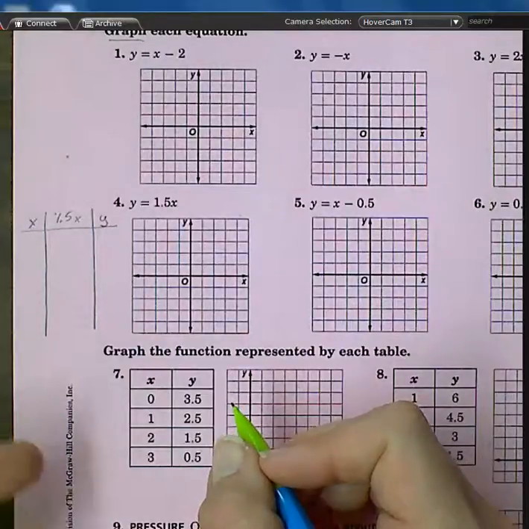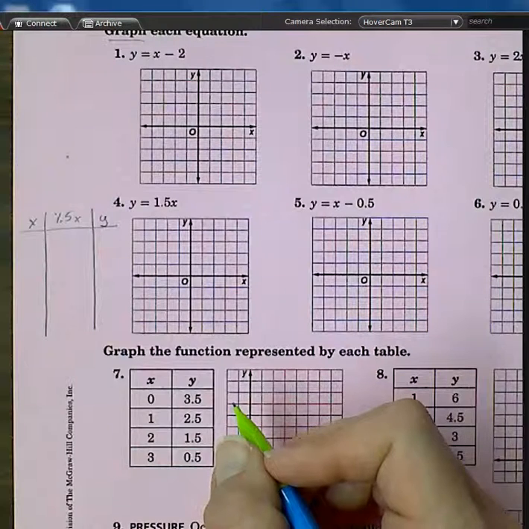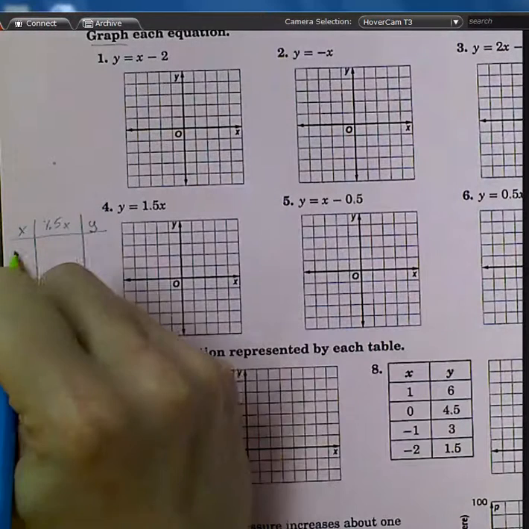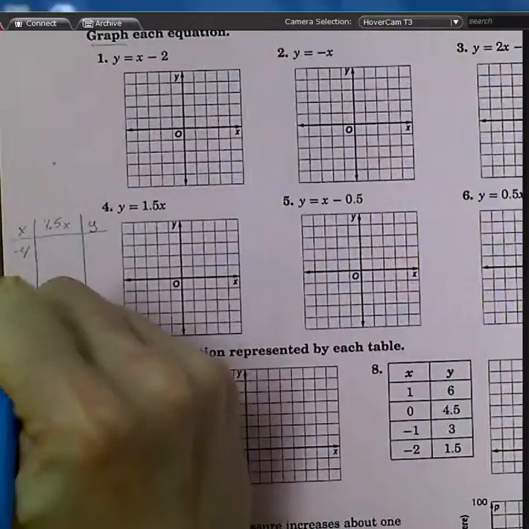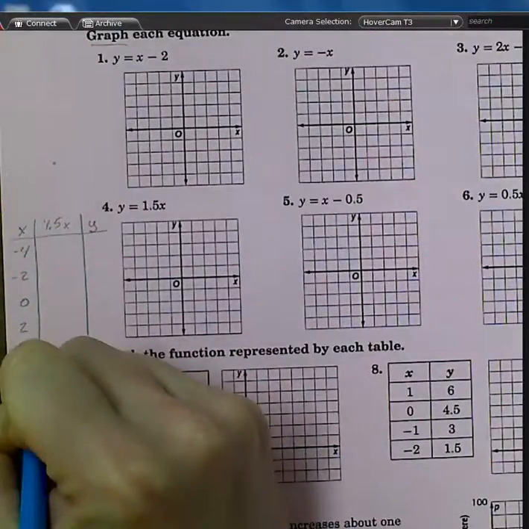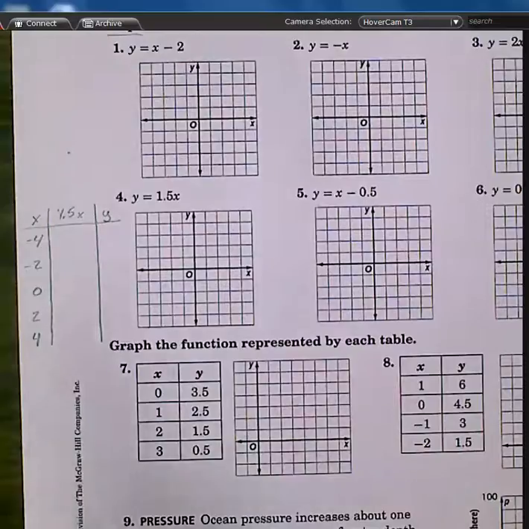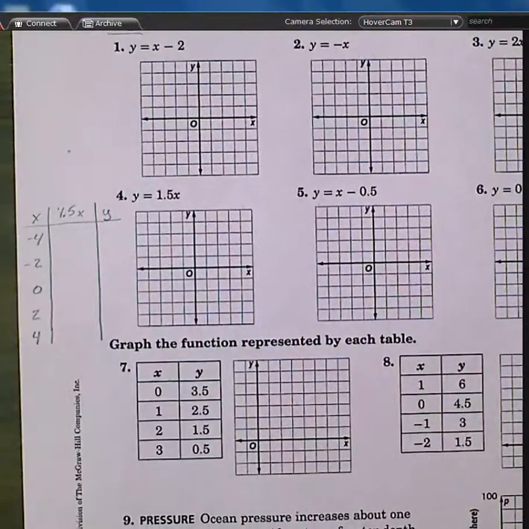It didn't say what I had to pick by. So if I have a fraction or a decimal, I always pick where I get whole numbers. So I'm going to pick -4, -2, 0, 2, 4. Whenever you're going to be graphing an equation, I'd really like you to pick 5 numbers. If you have all 4 quadrants, you should pick some positives and some negatives. I usually do 2, 0, and then 2 more numbers.